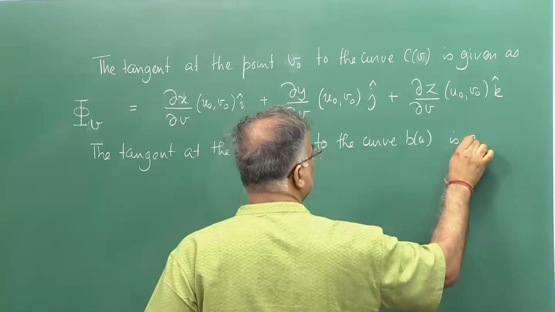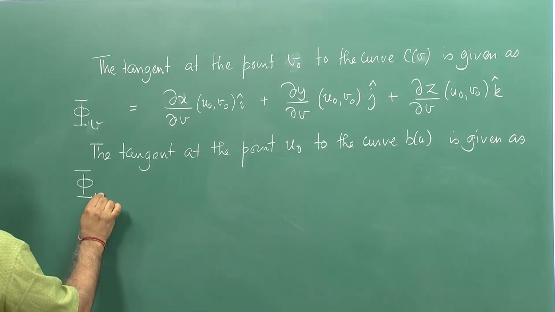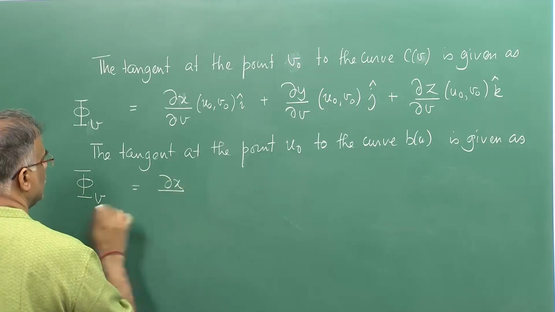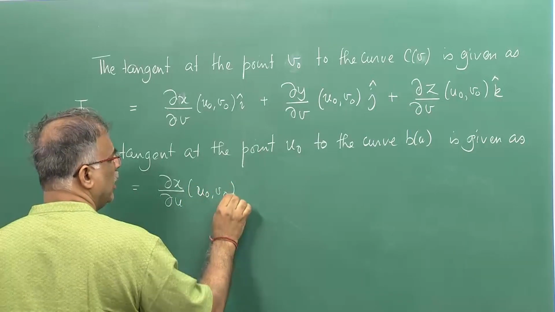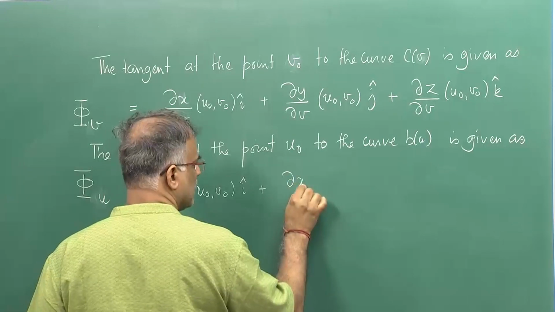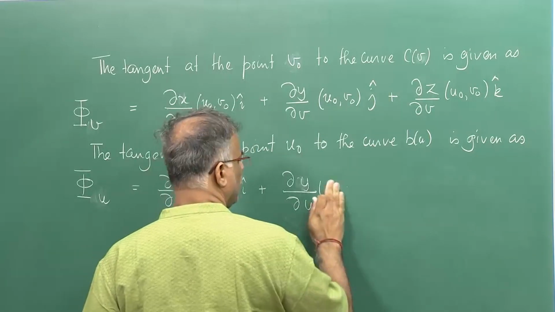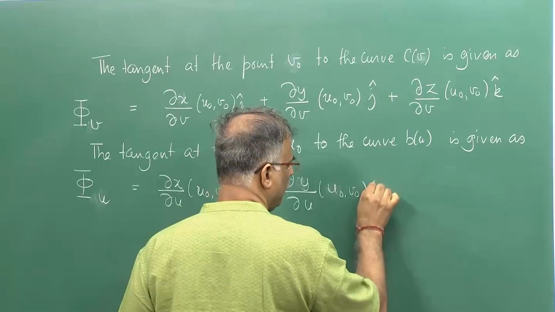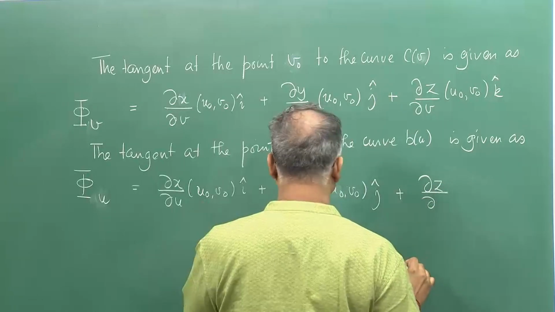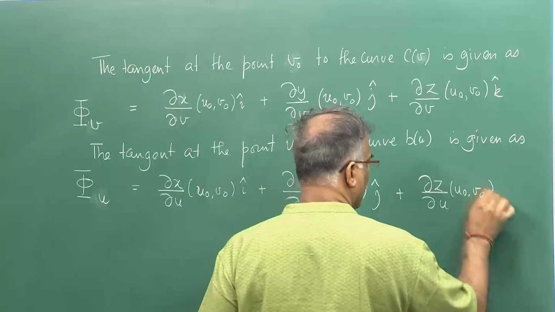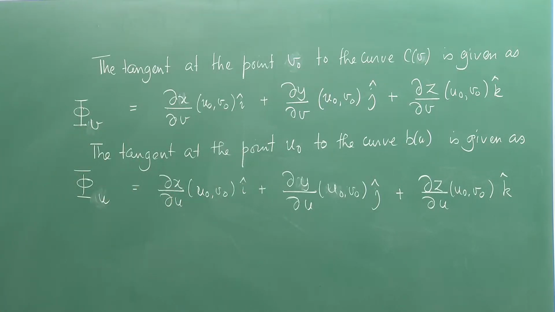BU is given as phi of u, this was phi of v, del x del u at u naught v naught i vector plus del y del u evaluated at u naught v naught j vector plus del z del u at u naught v naught k vector. Okay. So, this is what it is.